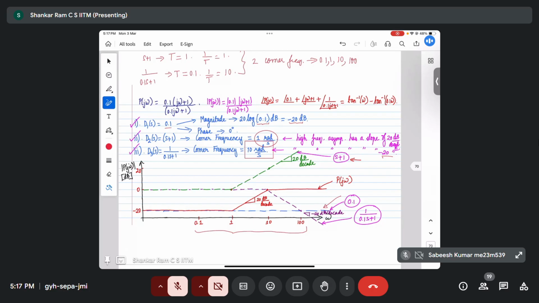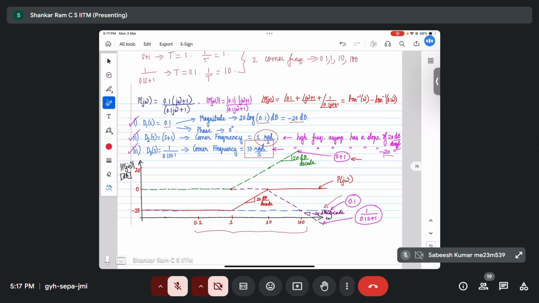How do I measure 20 decibels per decade? If at 1 it's 0 decibels, at 10 it should be plus 20 decibels, right? That is when I'll have the slope of 20 decibels per decade. So I draw a straight line passing through both these points, right? That is the green dash. I hope it's clear how we got it for s plus 1. So we have done 0.1 and then we have done s plus 1. Now, similarly, how do we do 1 by 0.1 s plus 1?